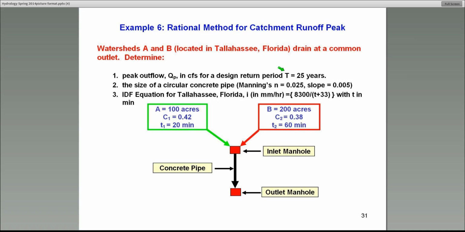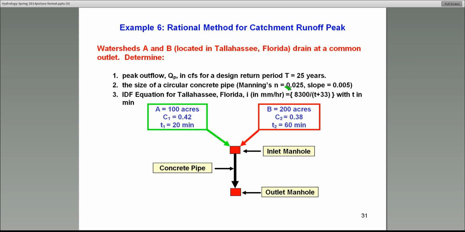All right. In this case, the peak flow QP. Let's calculate the QP for a 25 return period. I'm going to size a circular pipe to handle that peak flow. The Manning's N is 0.025. The slope is given for the pipe. Basically, I'll tell you where to get the slope from in a minute. And then the IDF equation is specified in this problem. It's for Tallahassee, Florida, and here's the equation. So all the pieces of information that you need are given here.